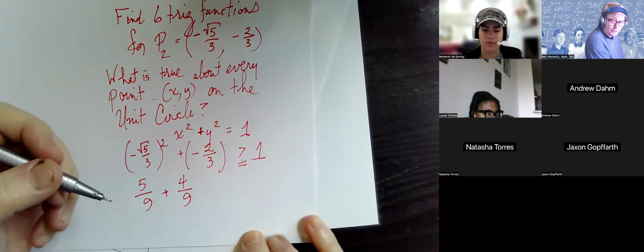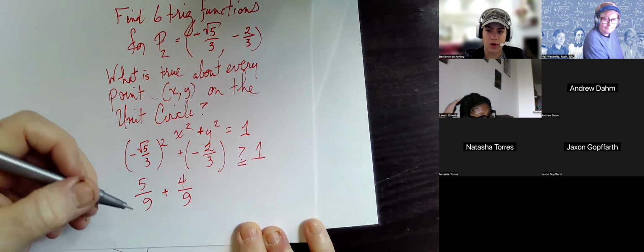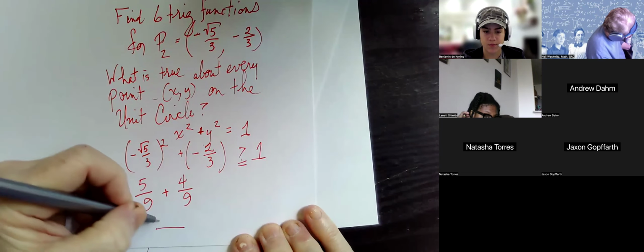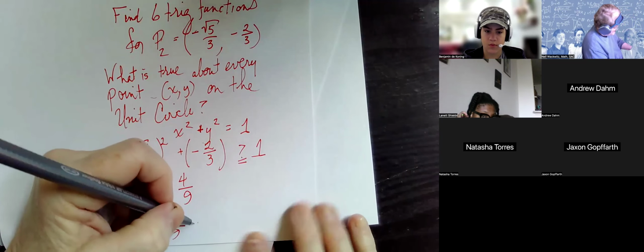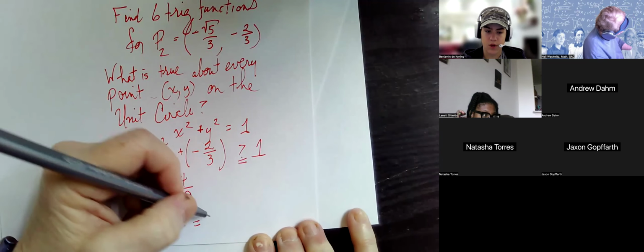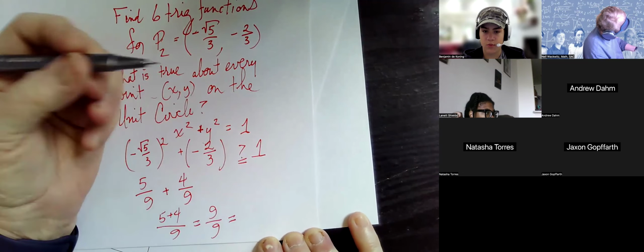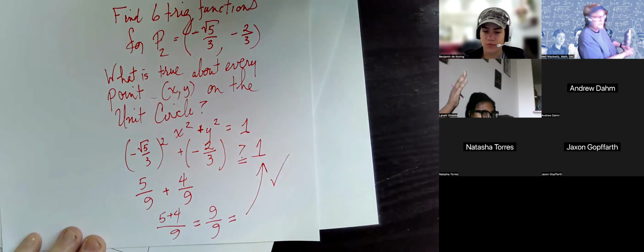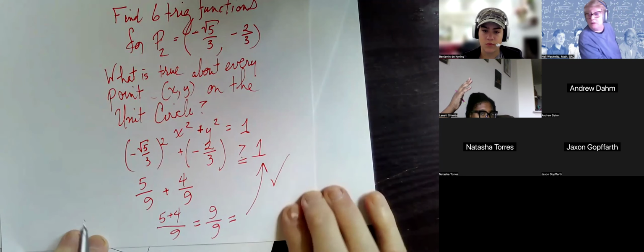How do we add fractions? You keep the denominator the same and just add the numerators across. And 5 plus 4 is? 9. And 9 divided by 9 is? 1. So this is how you verify that a point really is on the unit circle.